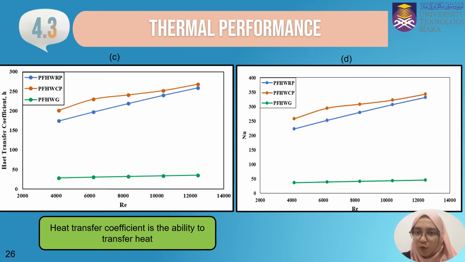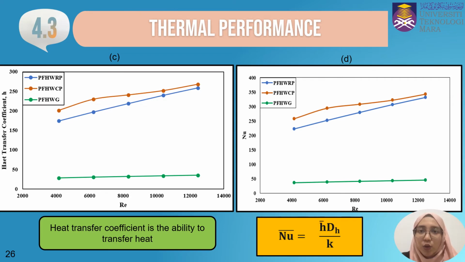heatsink with groove. Lastly, graph D shows the comparison of Nusselt number with Reynolds number. If the Nusselt number is higher, it tends to release more heat compared to a lower Nusselt number. We can see from this equation that when the value of Nusselt number increases, the value for the heat transfer coefficient will increase. Thus, from this graph, it shows that the pin-fin heatsink with circular perforation has the higher Nusselt number.